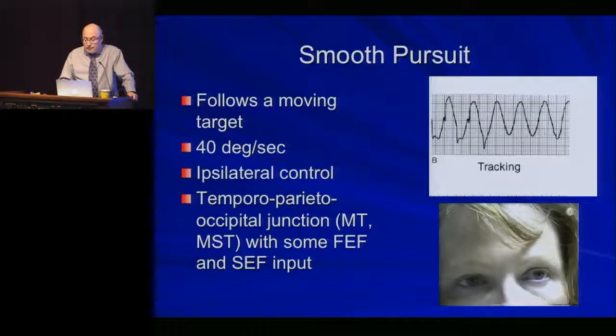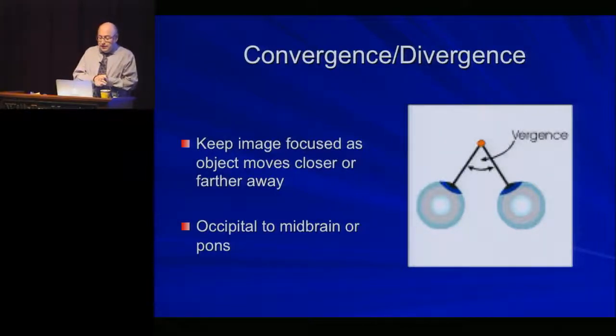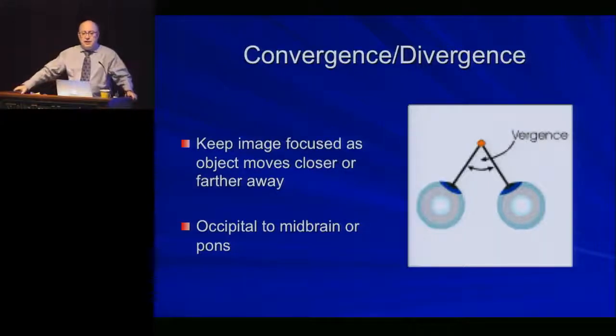If we want to look at something moving away from us or closer to us, we have our vergence systems. We have convergence to keep an object moving when it's closer, and divergence when it's moving further. And we all see patients almost every day with a convergence or a divergence insufficiency and double vision. So the pathway for vergence is occipital to the midbrain for convergence and occipital to the pons for divergence.